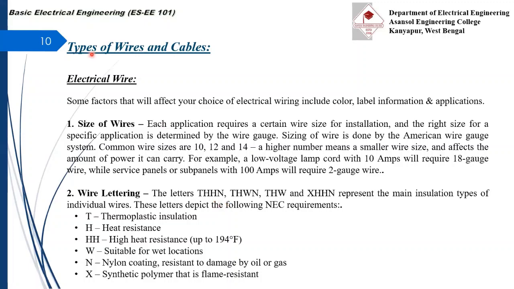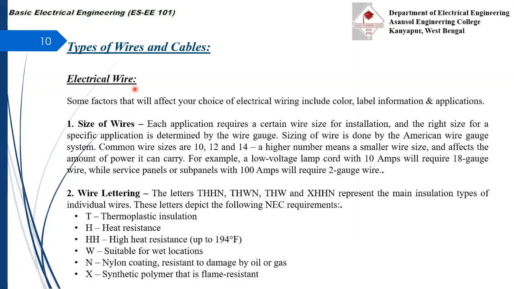Okay, now the last topic is types of wire and cable. Now types of wire, what is electrical wire? You can see in your household wiring connection, the electricians use copper wire, okay, and some insulation coating is given over the wire in various types of colors.